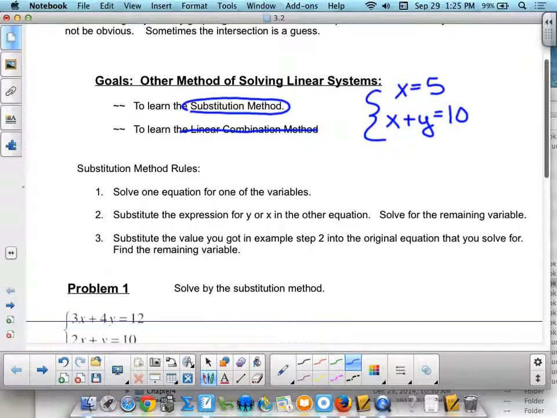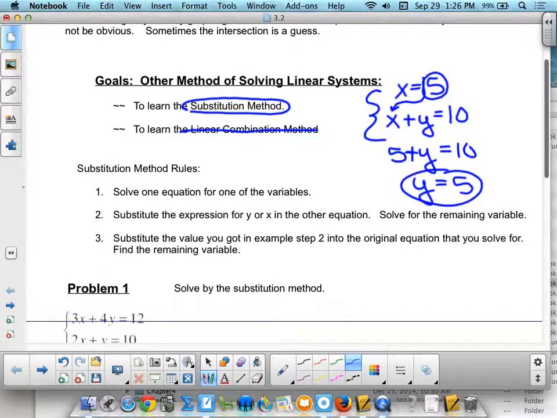Yeah, Victoria? She says, since you know what x equals, you know x equals what number? 5. If you know x equals 5, why wouldn't you substitute it in for the x in the other equation? So this x is really just what? It says right here, x is 5. So I go like this, and now I solve that equation for the remaining variable y. Y equals what? 5.